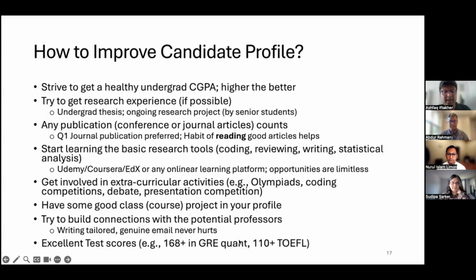And one more thing is, if you have the opportunity to get involved in extracurricular activities, those will look good on your CV. For example, doing some science Olympiads or engaging yourself through some coding competitions, maybe some debate. So these add those X factors to your CV, right?